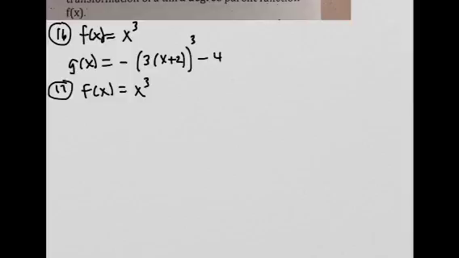Okay, 17, the same parent function, x cubed. And this time we're stretching vertically by a factor of 4. So remember, stretching vertically is a. So the equation would look like this. And for a, you do what it says. And then 2 units up and 3 units right.